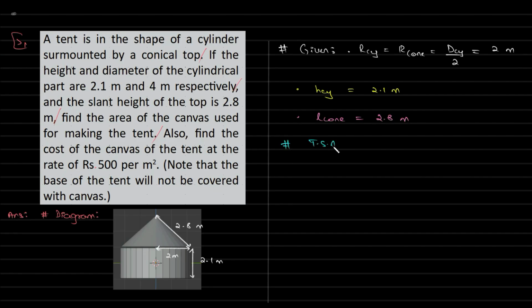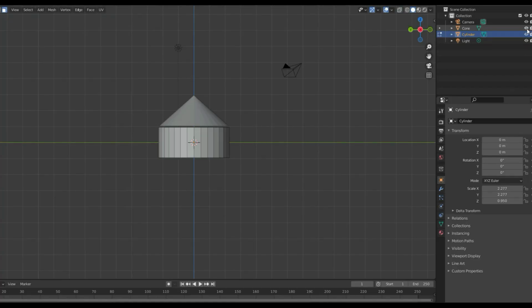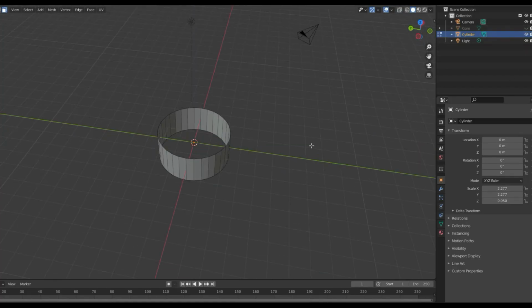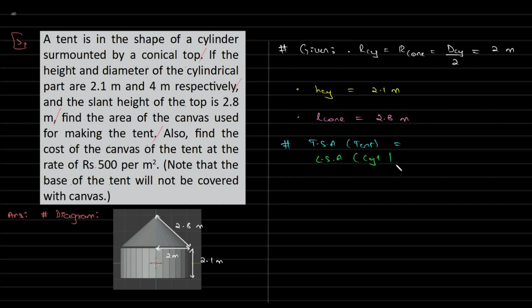And now we'll find the total surface area. So total surface area of the tent, it's a combination of what? Curved surface area of cylinder. Why not total? Quite simple. As you can see from here, there is no base, there is no top, just the surrounding part, right? So only that. So that's why it's curved surface area. Height is 2.1 meter and the radius is 2 meter, right?